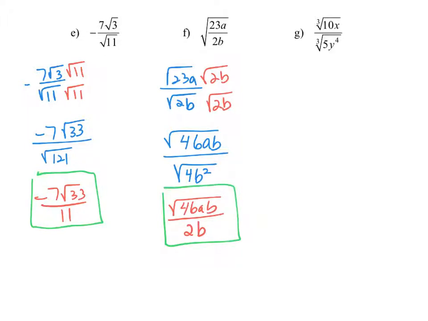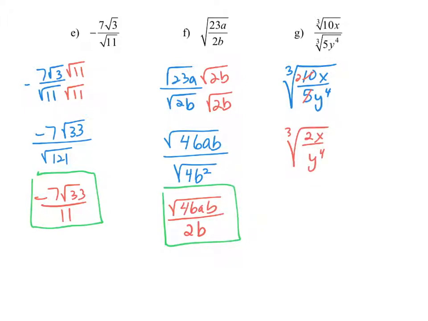In example G, we have the cubed root of 10x divided by the cubed root of 5y to the fourth. So we can approach this problem a few ways. In fact, I can write this entire quantity as the cubed root of 10x over 5y to the fourth, so we can simplify the 10 and the 5. By doing that, since 5 goes into 10 twice, we get the cubed root of 2x over y to the fourth.